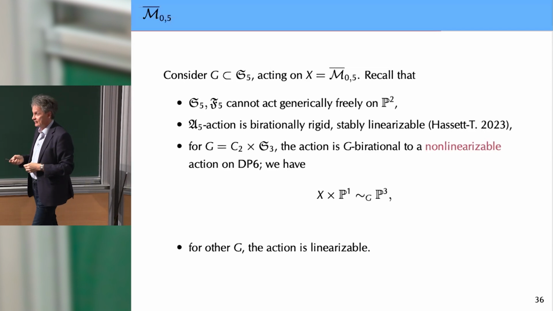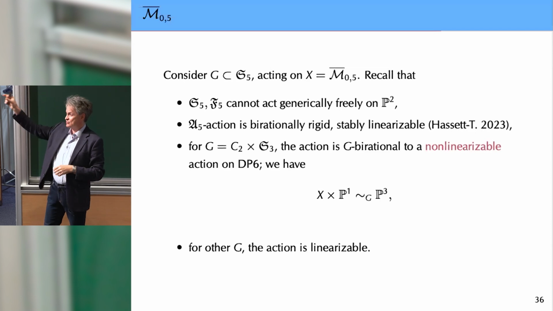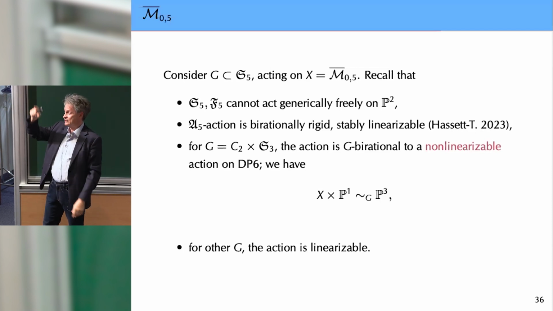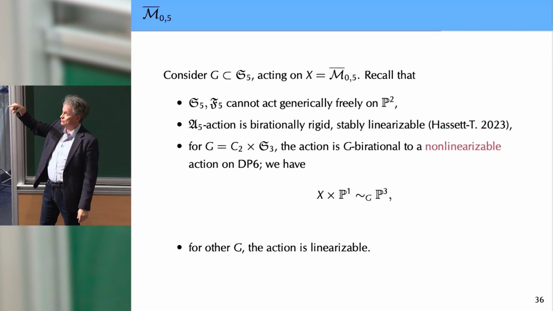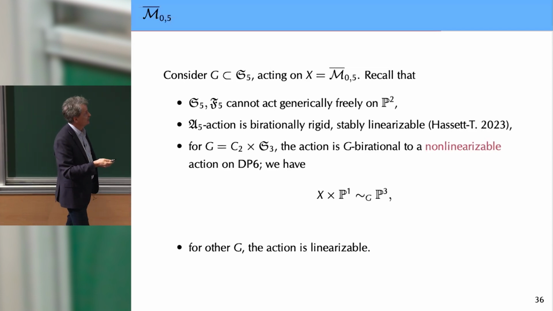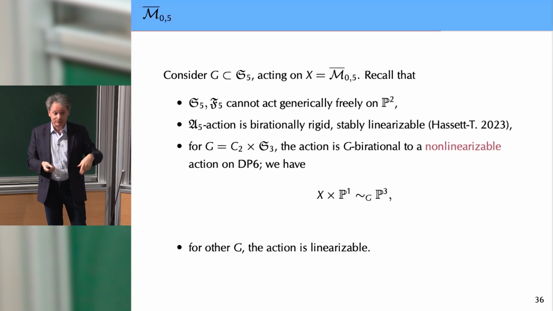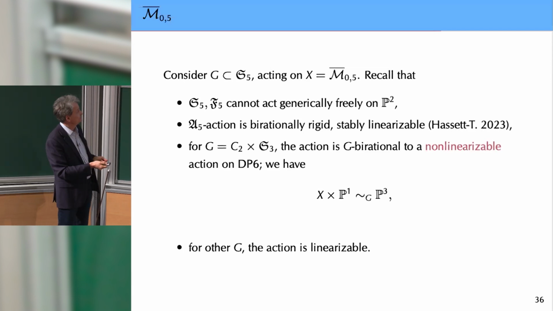What's F5? The Frobenius group, the C5 extension by C4, the affine GL1 of F5. Okay. And for all other G, the actions are linearizable. So you go through all the subgroups of S5, this is what you find.